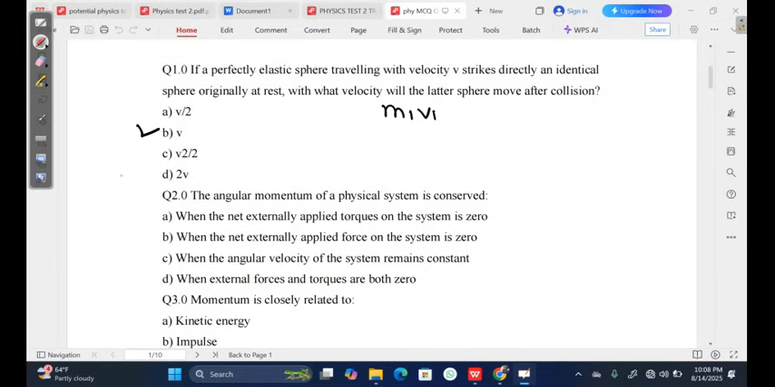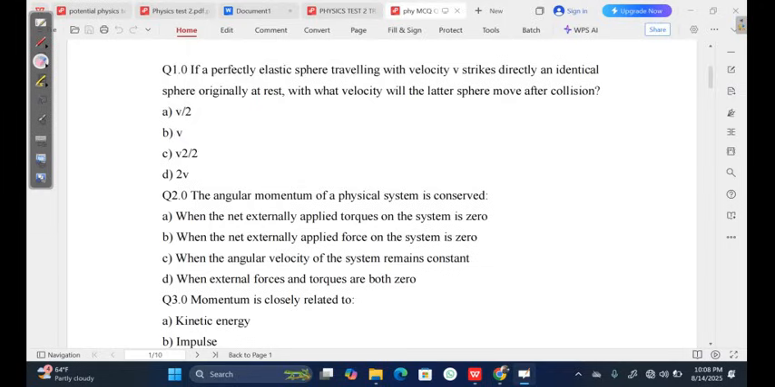Okay, so that's basically how it is. Now let's go to question 2. Question 2 is saying the angular momentum of a physical system is conserved: A, when the net externally applied torque on the system is 0; B, when the net externally applied force on the system is 0. What's the difference between them? Oh, this is force, that is torque. C, when the angular velocity of the system remains constant; D, when the external force and the torque are both 0.